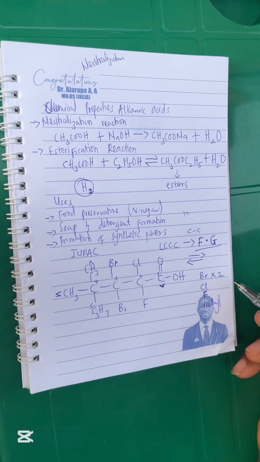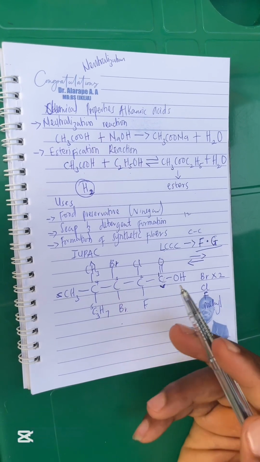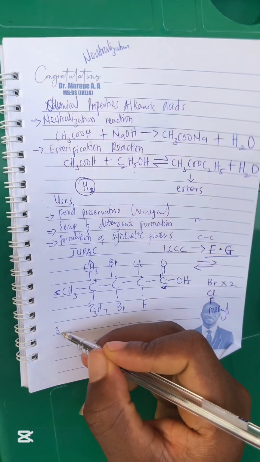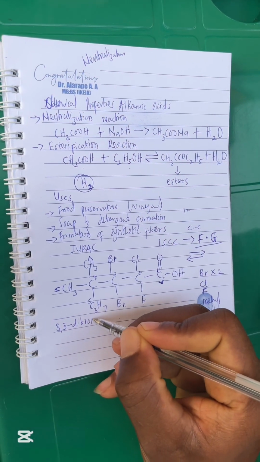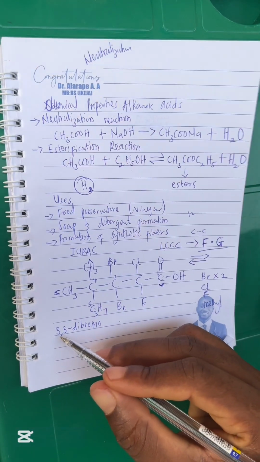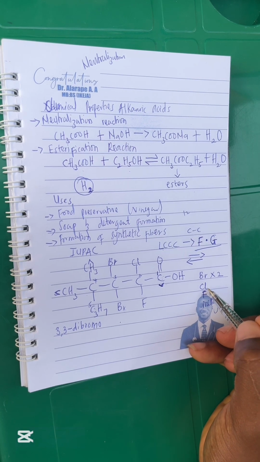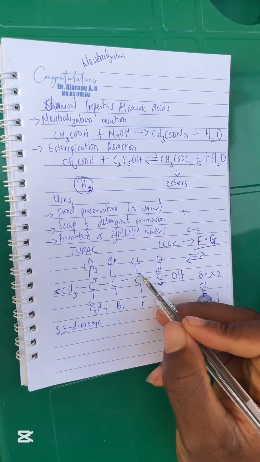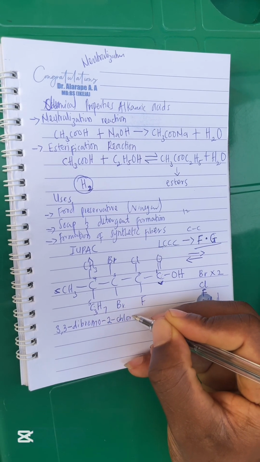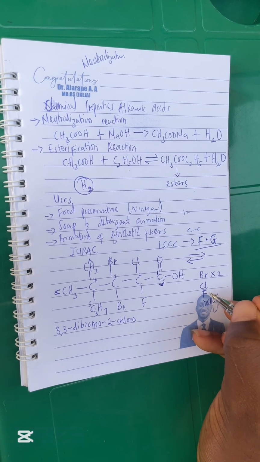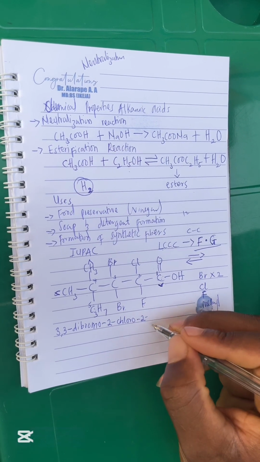So now let us start naming. Our first bromine is on what? Carbon 3. Both of them are on carbon 3. So you write 3,3-dibromo. You need to put di to show that it is 2 bromine atoms. Then you move to chlorine. How many chlorine atoms? Just 1. And it is on carbon 2. So you write 2-chloro. Then you move to fluorine. Fluorine is also on carbon 2. Then you write 2-fluoro.